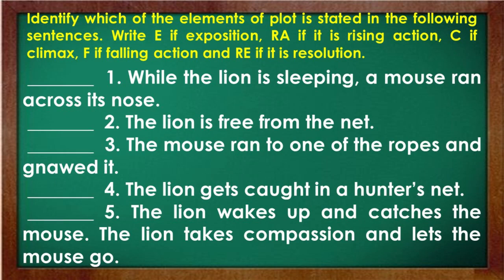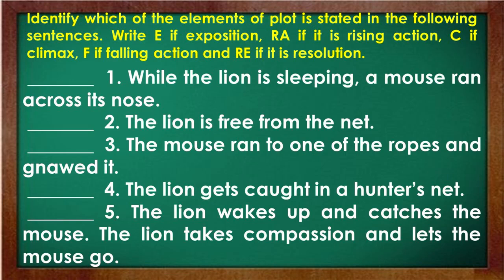Identify which of the elements of plot is stated in the following sentences. Write E if exposition, RA if it is rising action, C if climax, F if falling action, and RE if it is resolution. Number 1. While the lion is sleeping, a mouse ran across its nose. Number 2. The lion is free from the net.